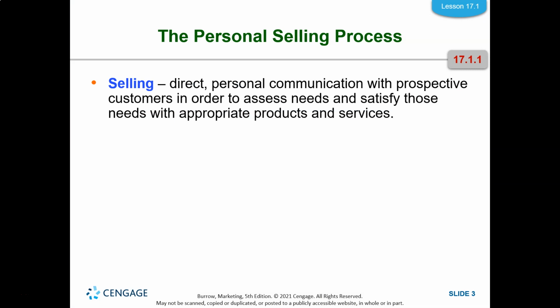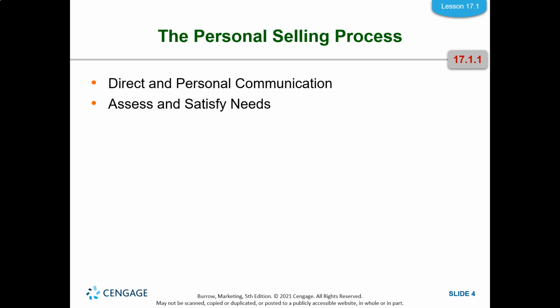So, the personal selling process, our first term and definition is this, simply the word selling, and that is direct personal communication with a prospective customer in order to assess needs and satisfy those needs with appropriate products and services. Part of the personal selling process also is direct and personal communication in assessing and satisfying needs.